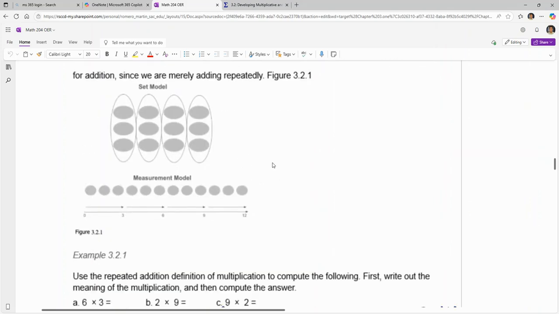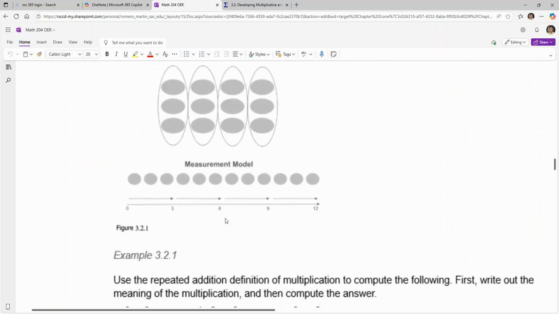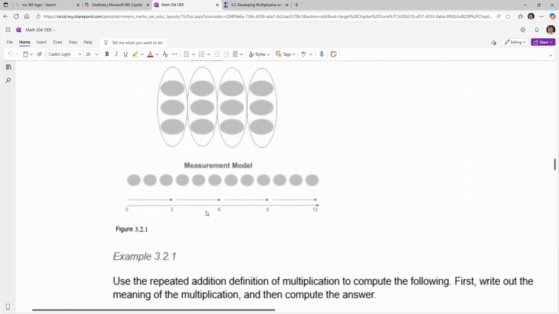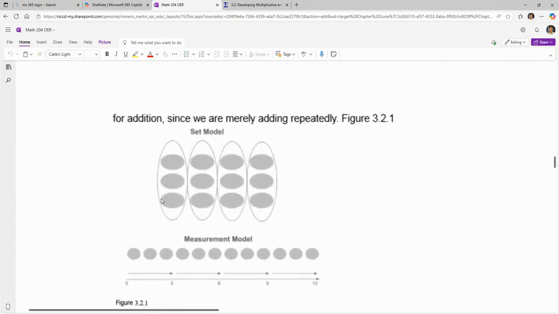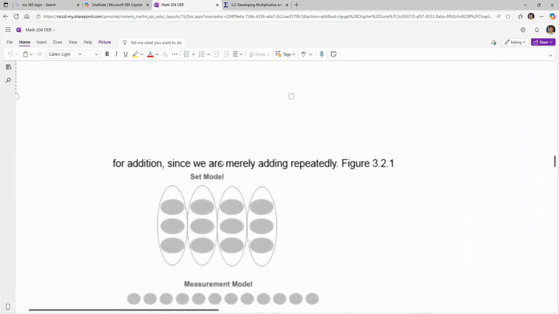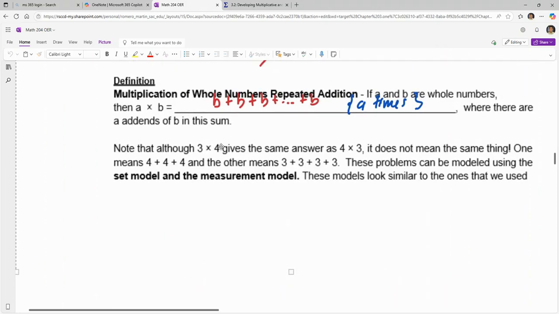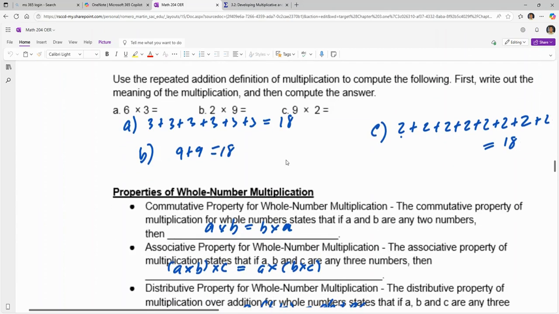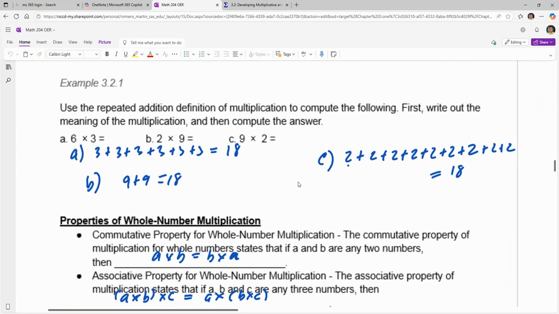Here is, again, how we can do it with the models, set models, like using the objects and then counting them, putting them in sets, versus a measurement model where we're thinking about a ruler or number line where we're measuring them out. So there is 4 groups of 3, right? As we think about that problem. 4 groups of 3. What would that mean? That would be 3 plus 3 plus 3 plus 3. So that'd be 4 times 3. So do 3 four times. 4 times 3.